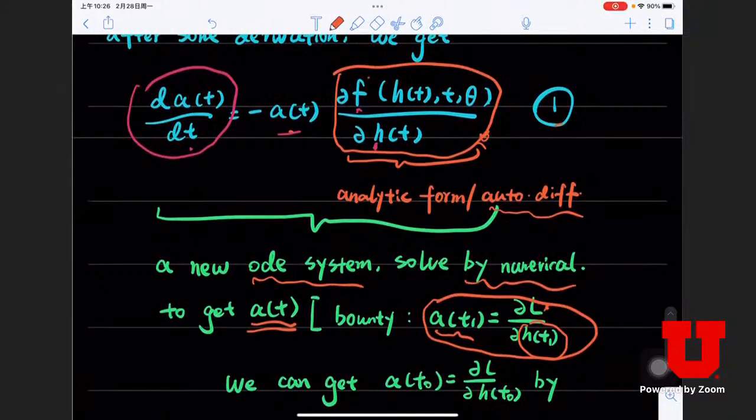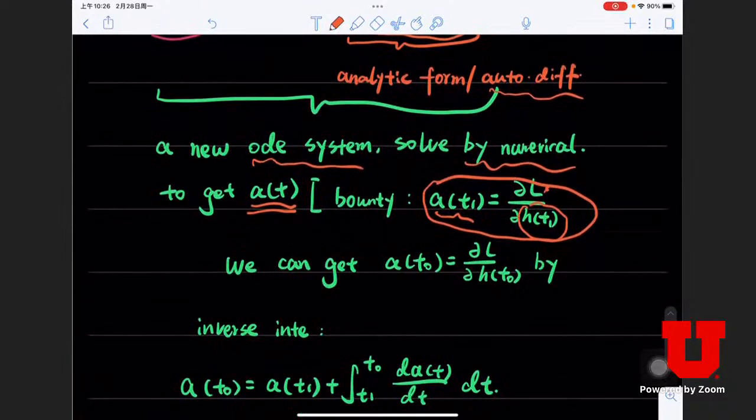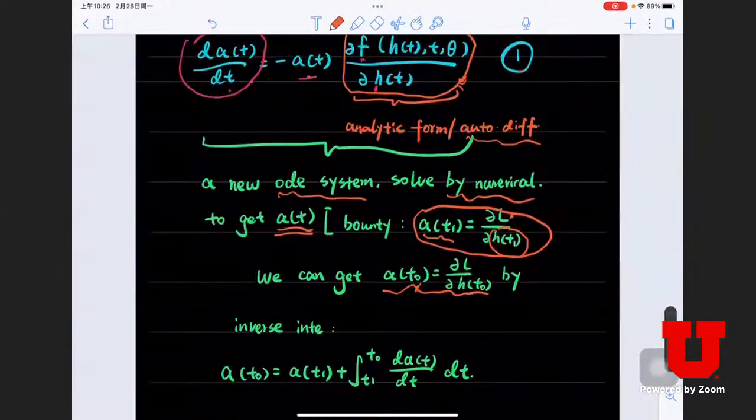Since we know everything in the system, we can of course call the numerical solver to get a(t) at every time. Especially a(t0), which is the start, the initial state. So what's next?